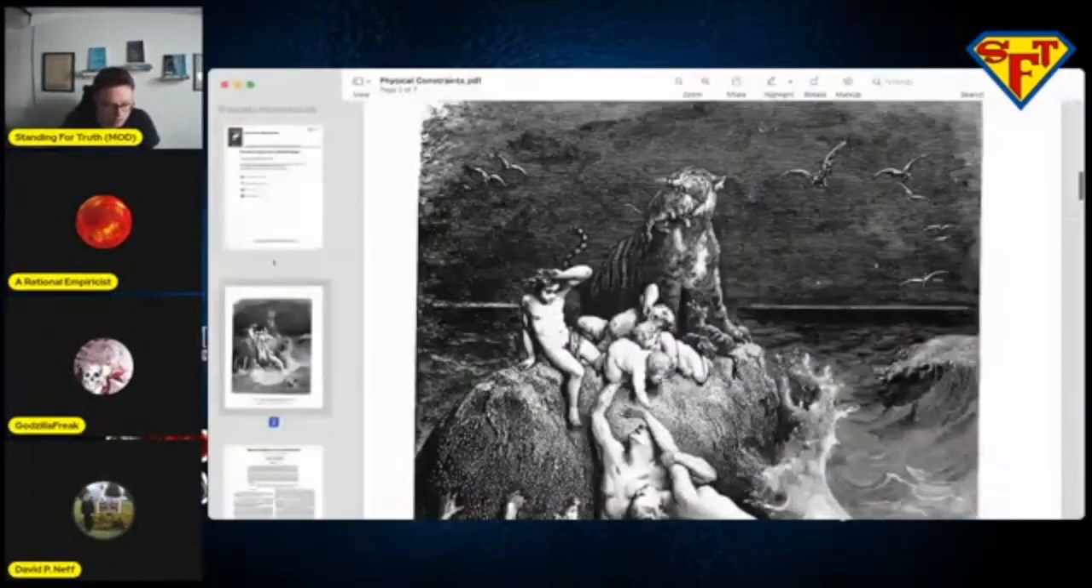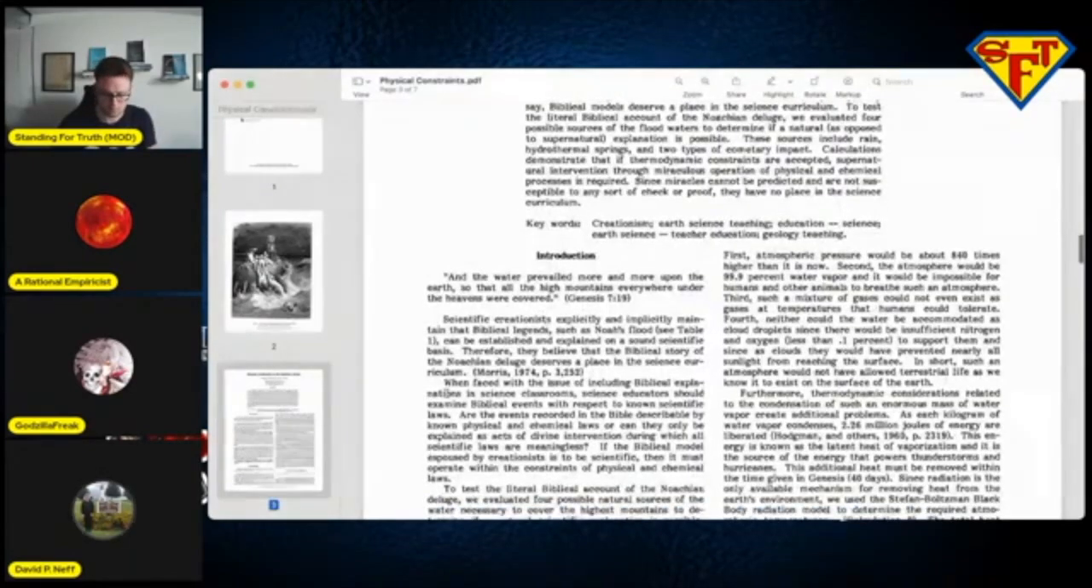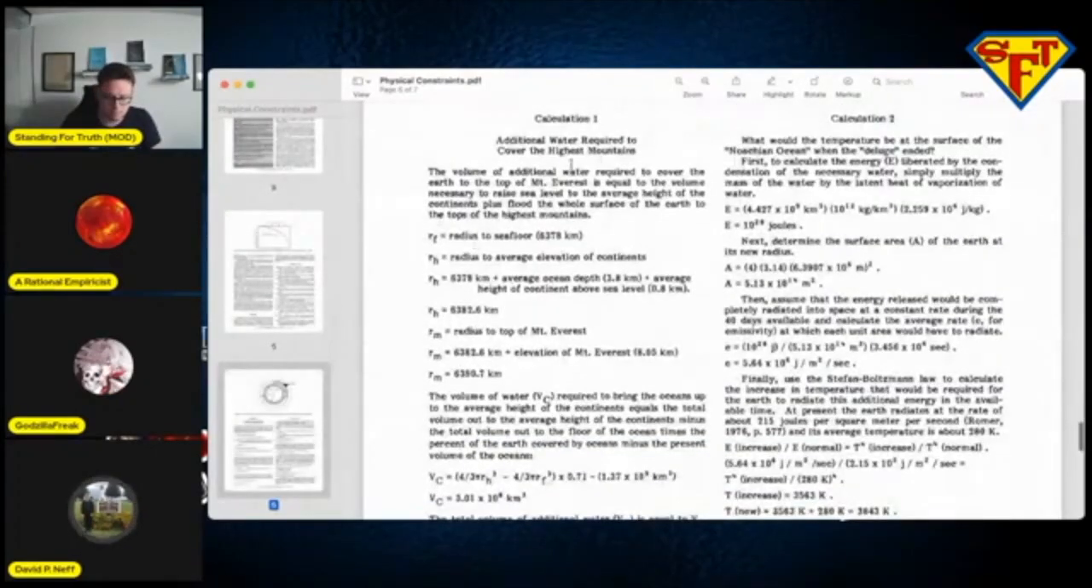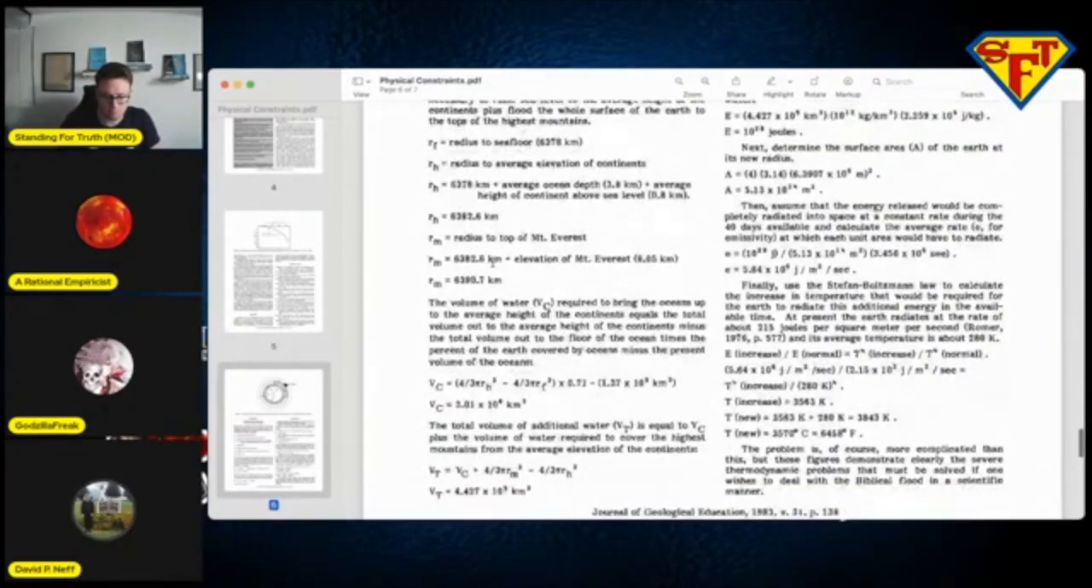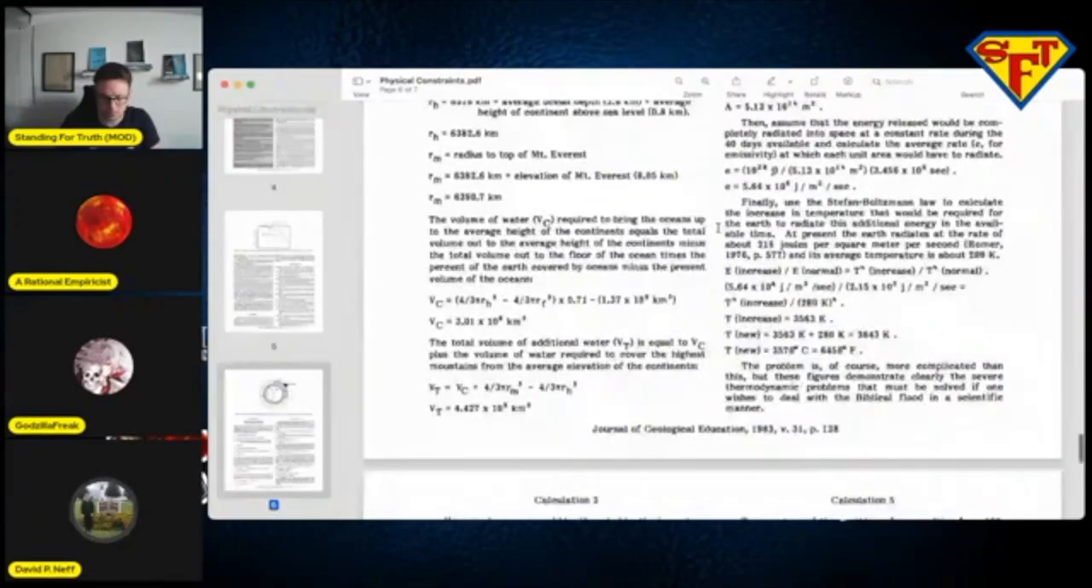Okay, yeah. So they're calculating the rainfall method. Now this was back in the 80s. This was well before flood geology and Dr. Snelling and all these flood models were developed. So these are admittedly a little bit dated and need to be updated a little bit. But the calculations are certainly there. For the rainfall alone, we can look at the calculation of how much is required to cover the highest mountains. And here's a calculation of what the temperature would be at the surface and the temperature of the Noachian Ocean. And the answer would be 6,458 degrees Fahrenheit. Of course, they say the problem is much more complicated than this, but these figures demonstrate clearly the severe thermodynamic problems that must be solved if one wishes to deal with the biblical flood in a scientific manner.